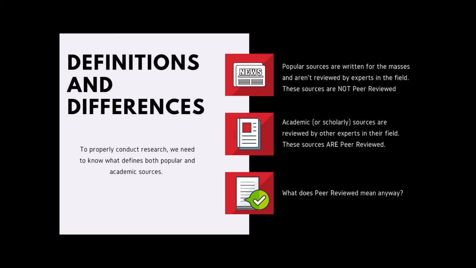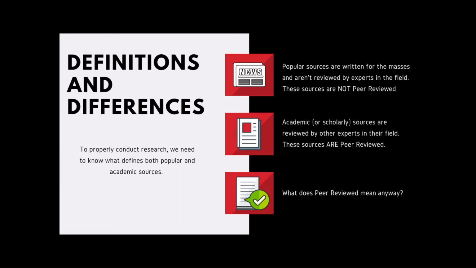To properly conduct research, we need to know what defines both popular and academic sources. Popular sources are written for the masses, which means they aren't normally published with academics in mind. They also are not peer-reviewed. Academic sources, also known as scholarly sources, are reviewed by other experts in their field. These sources come from academic journals and are always peer-reviewed.